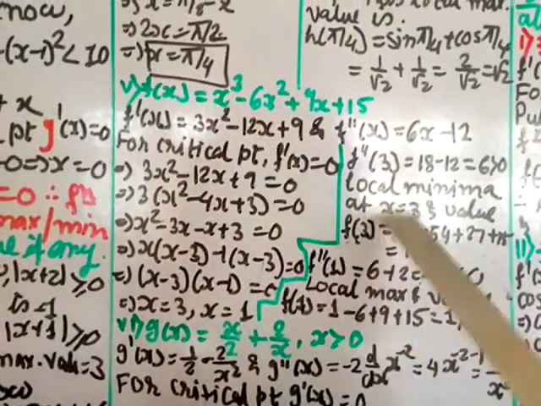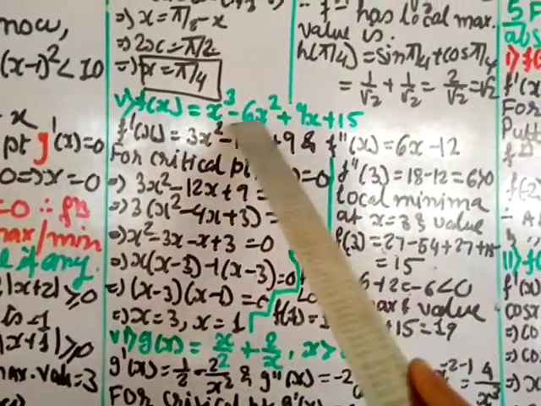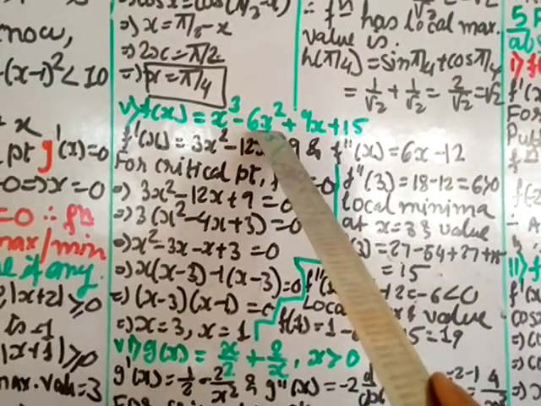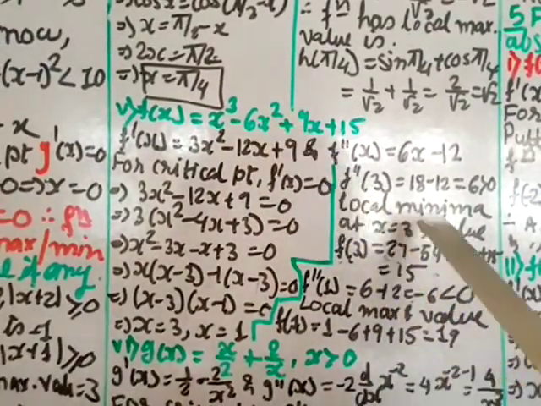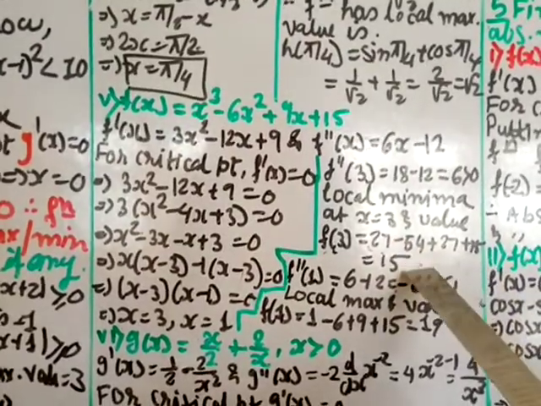So when I put here 3, 3 cube is 27, 3 square is 9, into 6 is 54, 9 into 3 is 27, plus 15. Simplify and you get 15 as the answer.